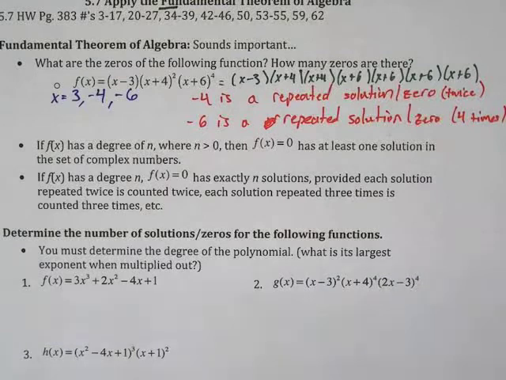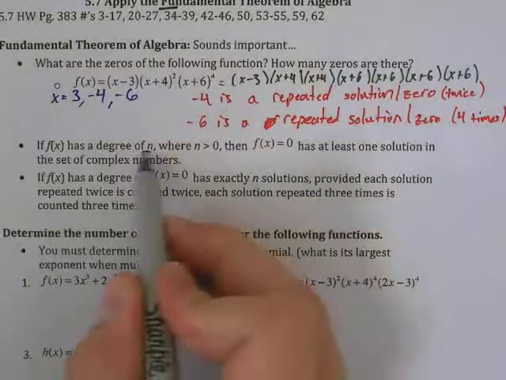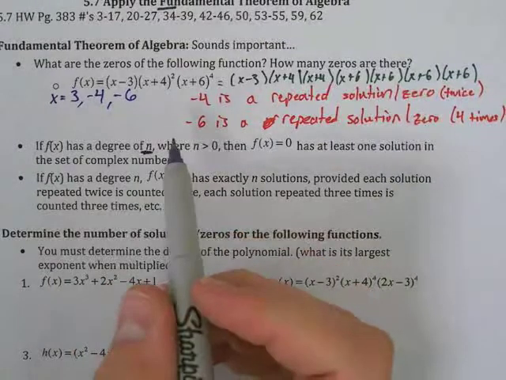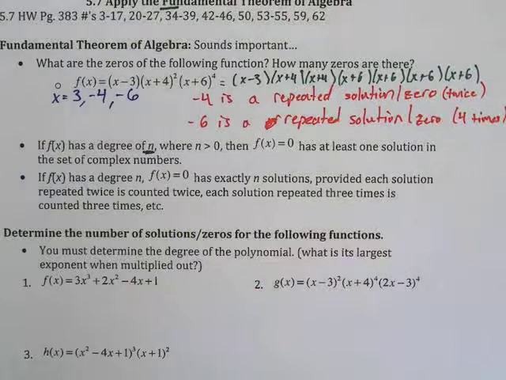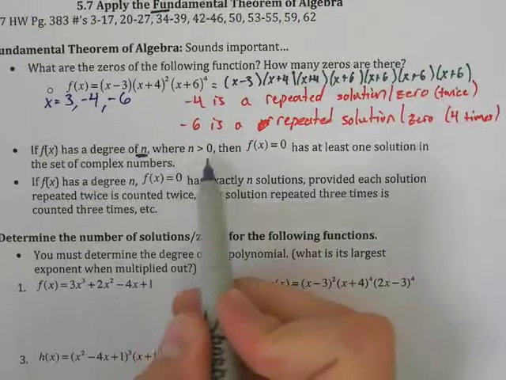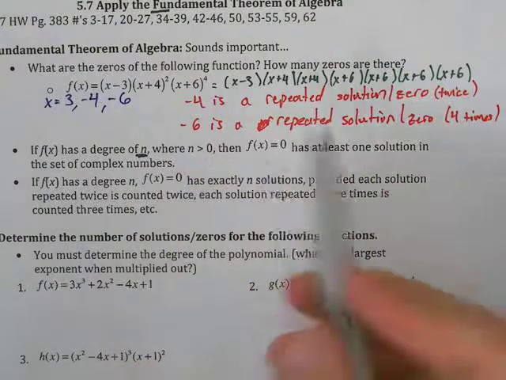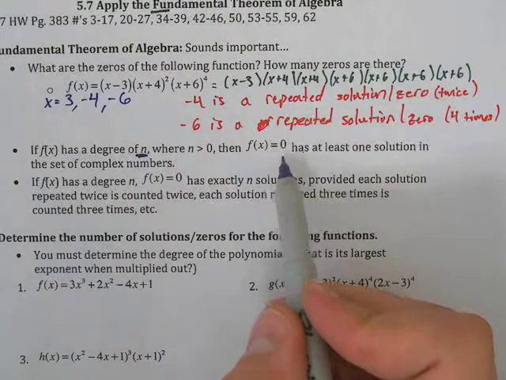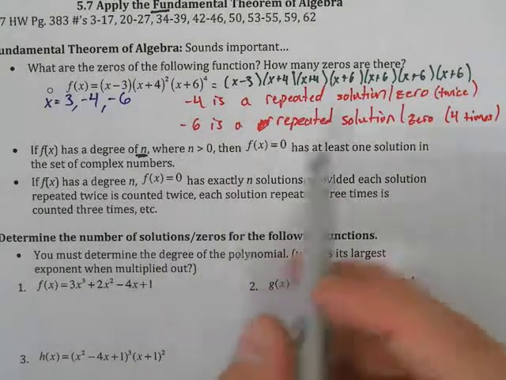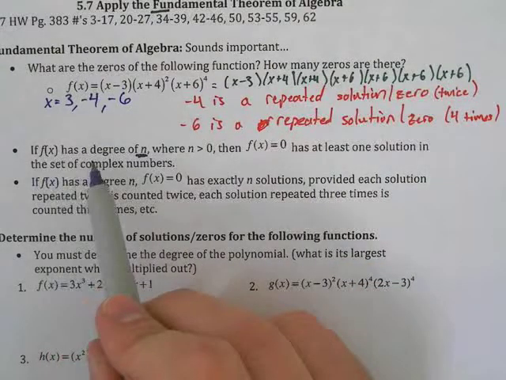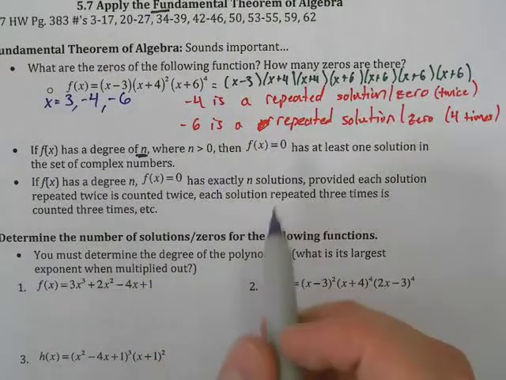If you have a polynomial, f of x, and it has a degree of n, remember the degree means when it's multiplied out, it's the largest exponent of the function. So if you have a degree of n, and n is 1, 2, 3, 4, anything bigger than 0, then f of x equals 0 has at least one solution in the set of complex numbers. So this function with a degree of 1 or larger has to have at least one zero. It could not have no zeros.